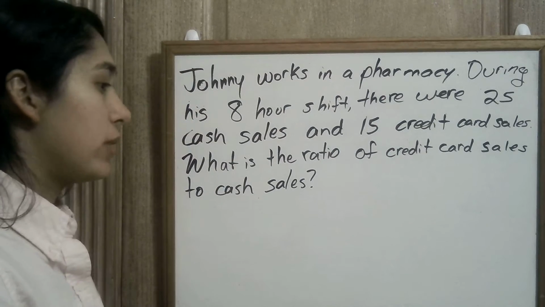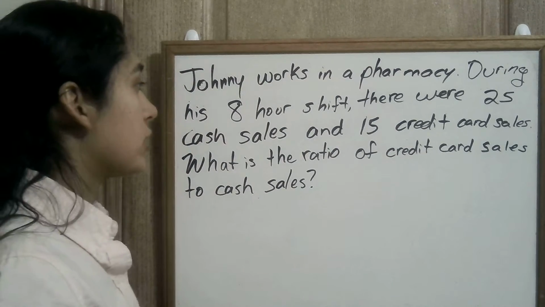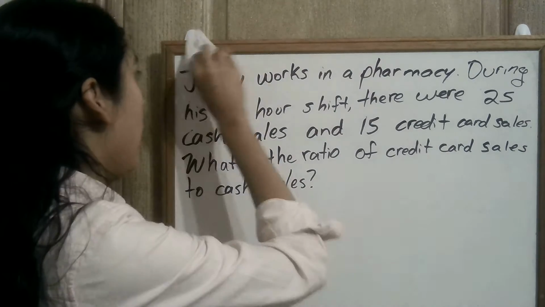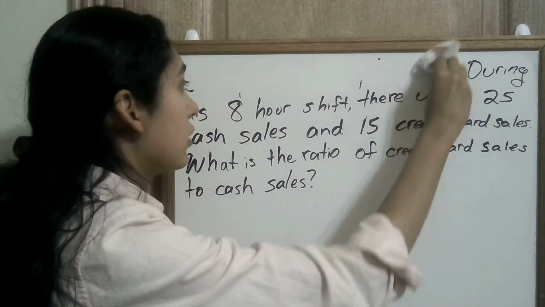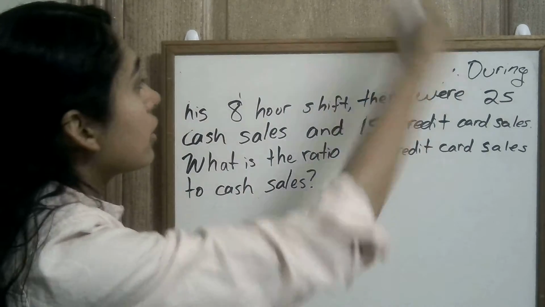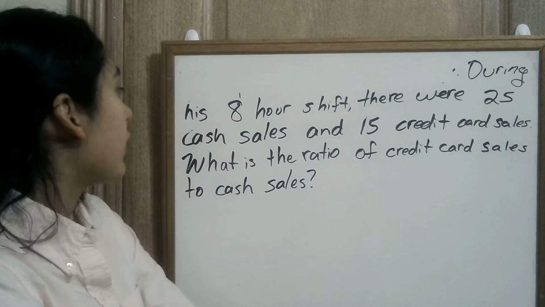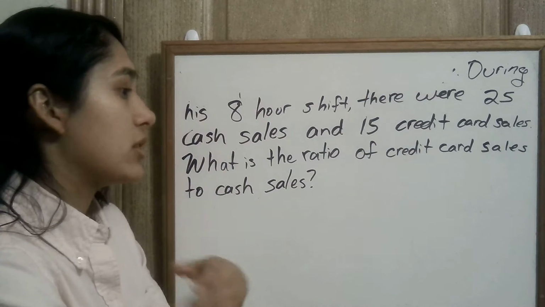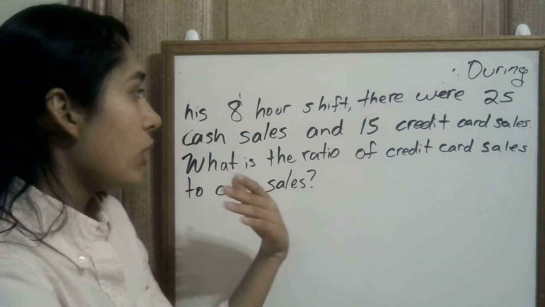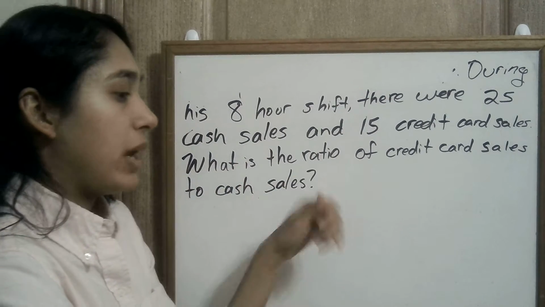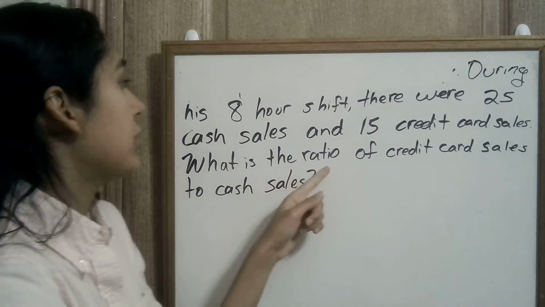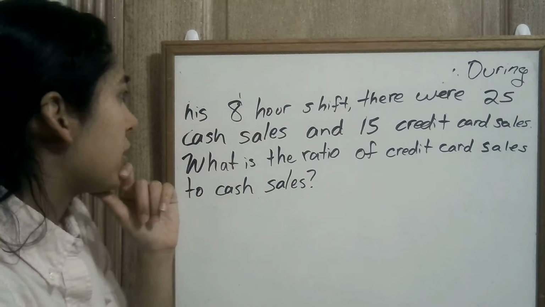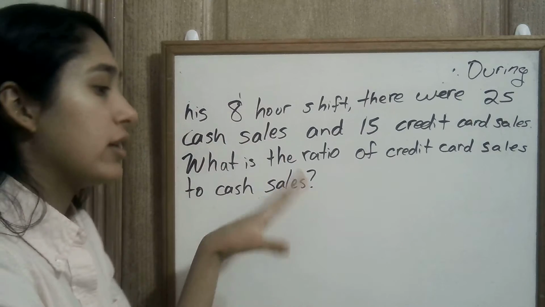In word problems, it's very common for it to have extra information. Johnny works in a pharmacy. Alright, that's nice to know, but we don't really need to know that. Just clean up the clutter. During his 8-hour shift, there were 25 cash sales. So there were 25 transactions that people paid with cash, or there were 15 purchases that people paid with a credit card. And then right here it's asking for the ratio of credit card sales to cash sales. During his 8-hour shift, that's an extra number that they're just throwing in there.